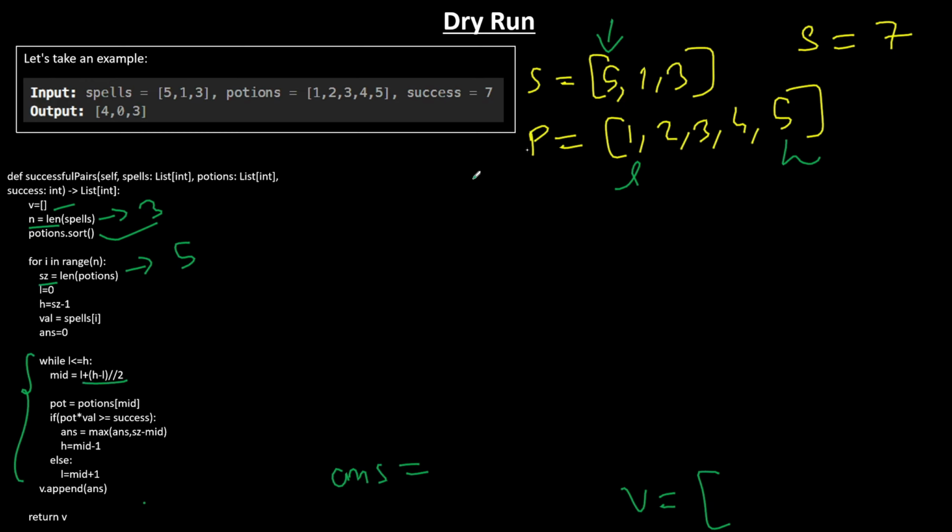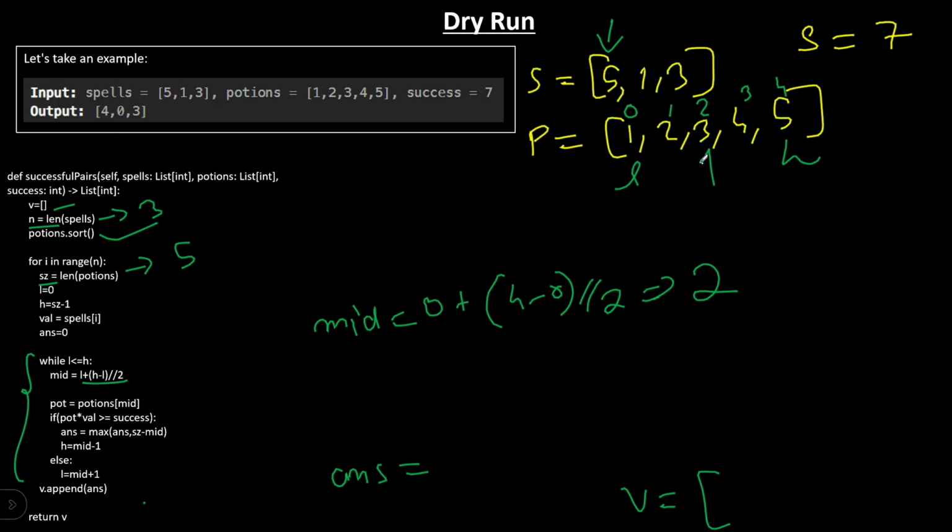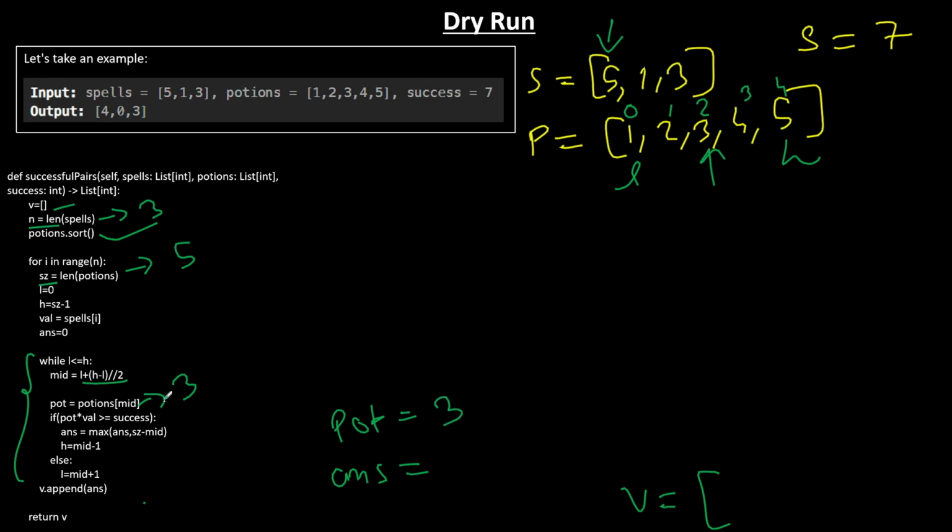We'll take out the mid value. Mid value will be what? Mid. Let me write the indexes 0, 1, 2, 3, 4. Okay. So mid will be 0 plus (4 minus 0) divided by 2, which gives me 2, right? So the value at index 2 is 3 here. I will write the pot value here. It's 3. Now we will check for the condition.